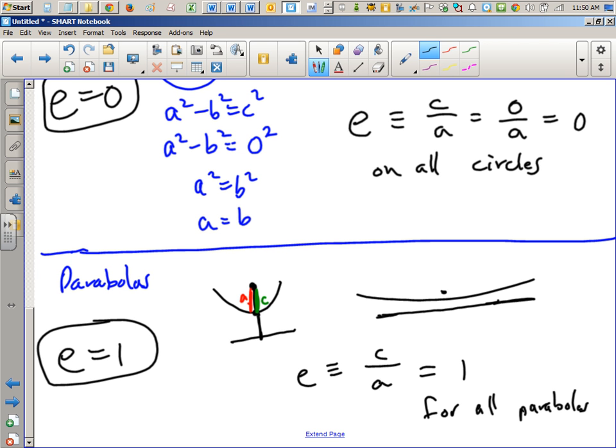Just know this, that if E is 1, it's actually a parabola. Okay? If E is 0, it's a circle. And if E is less than 1, it's an ellipse. If E is greater than 1, it's a hyperbola.